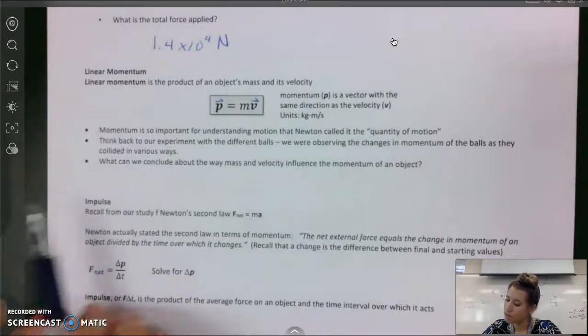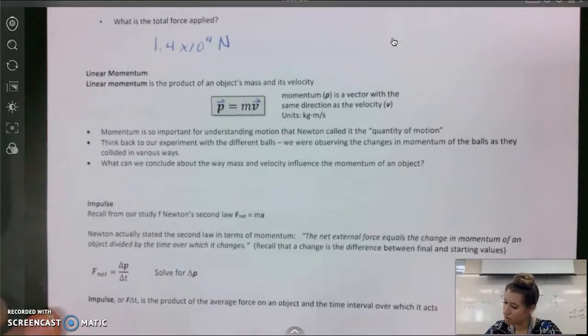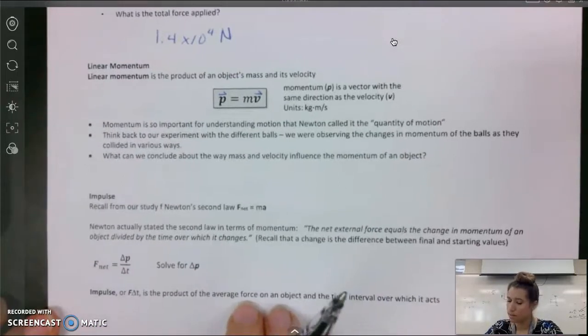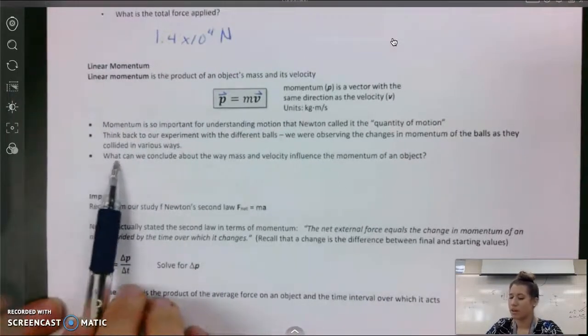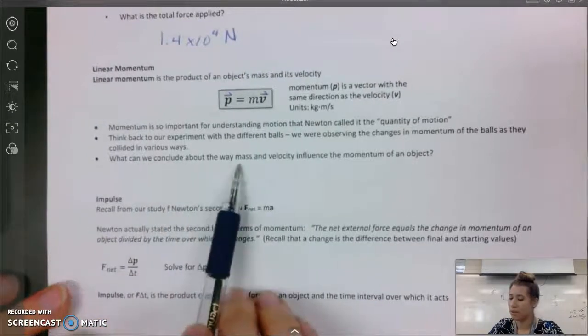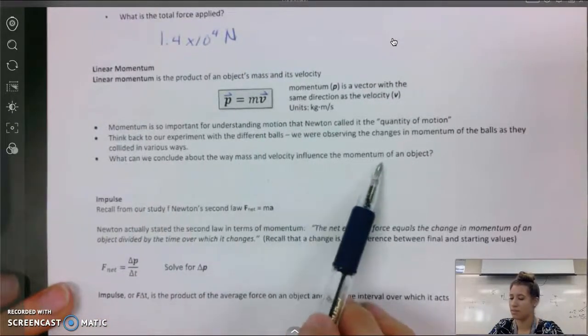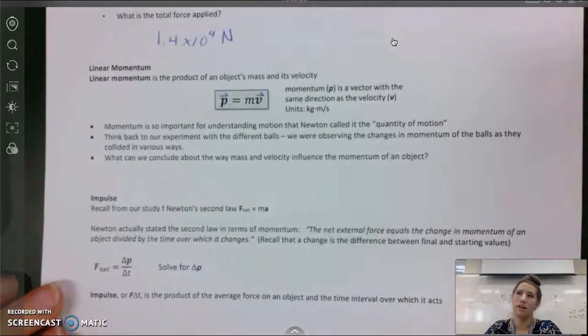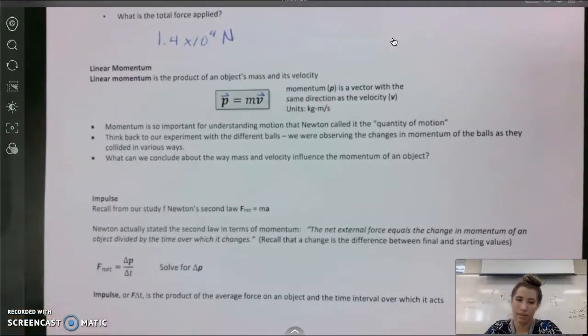Okay, so let's talk about this. What can we conclude about the way mass and velocity influence the momentum of an object? I want you to look at this equation and make some predictions about proportional and inversely proportional. We addressed this with gravity, right? So what happens when the mass gets bigger? What's going to happen to the momentum?